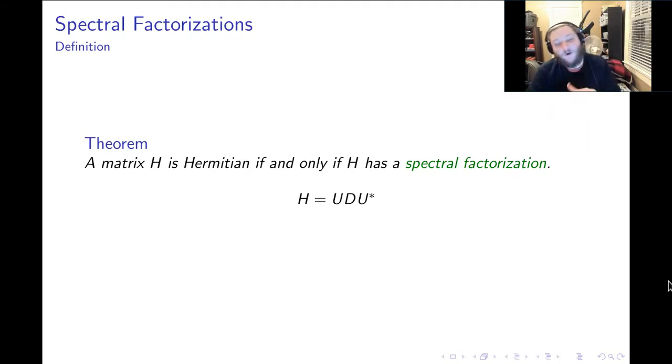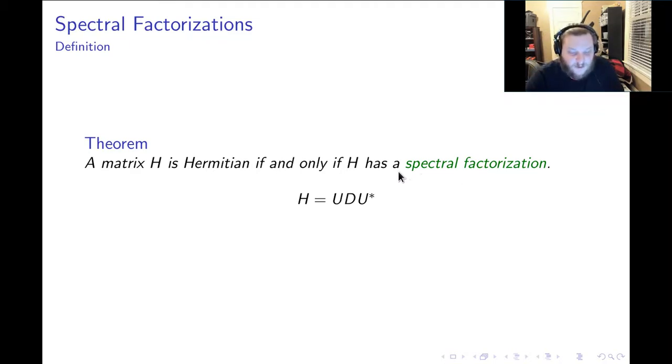And what's really cool about linear algebra sometimes is that complicated multi-part statements can be elegantly summarized with one equation. And so an alternative way of stating the spectral theorem, if you don't want to do it in three parts, is to state it like this. A matrix H is Hermitian if and only if H has what's called a spectral factorization. So what is a spectral factorization?